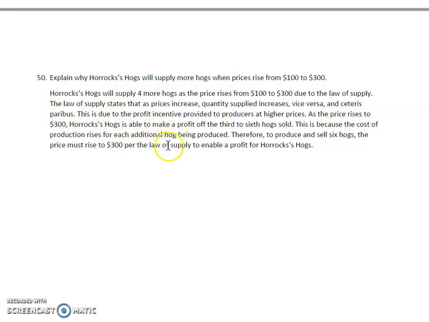Now, the law of supply comes about because of the profit incentive provided at higher prices. As the price rises, producers are able to make more profit on more goods that they sell. So at the higher prices, I can make more profit. Horrocks' hogs can make more profit. By having a price at 300, I'm now able to make a profit off the 3rd to 6th hogs sold. So these are the 4 additional hogs that I'm selling.